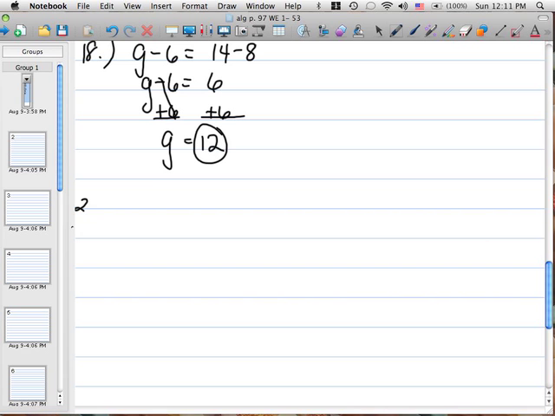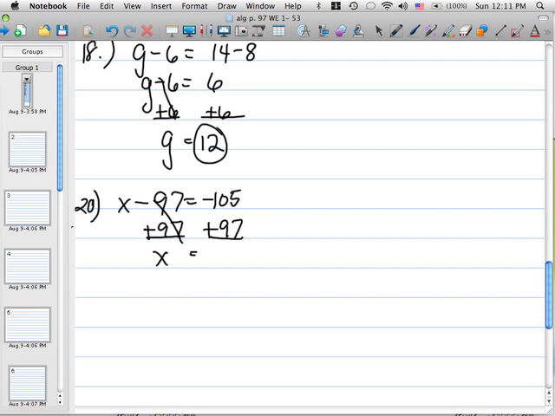Problem number 20. We have x minus 97 equals negative 105. Get rid of minus 97, we would add 97 to both sides. So x equals, the signs are different, we would subtract, it would be negative 8.